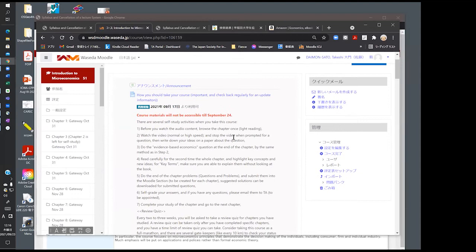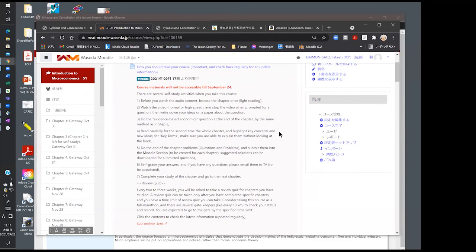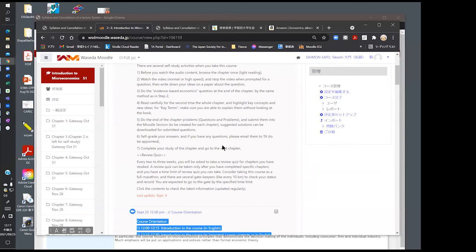So what you have to do now is to take a look at this, how you should take your course. The course material will not be accessible till tomorrow. What you have to do is to follow them 1, 2, 3, 4, 5. And then every 2 to 3 weeks, you'll be asked to take a review quiz for chapters you have studied. This is not an exam, but part of the assignment.